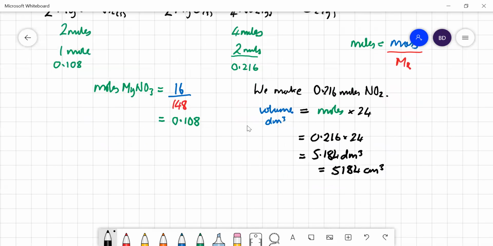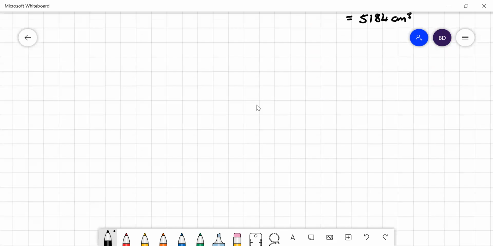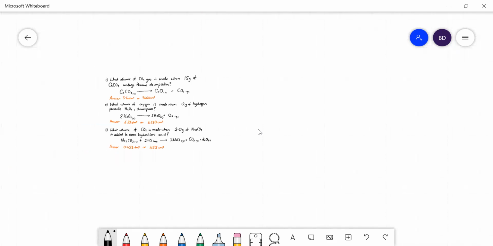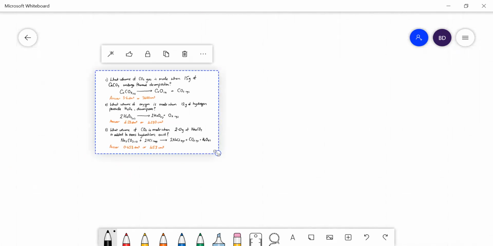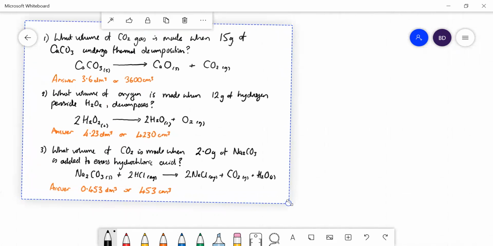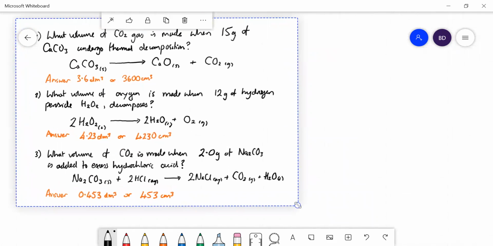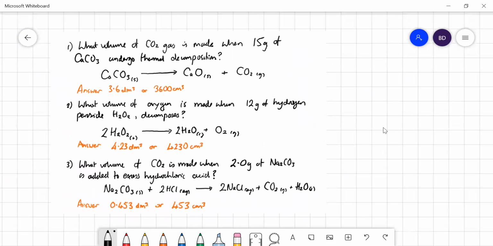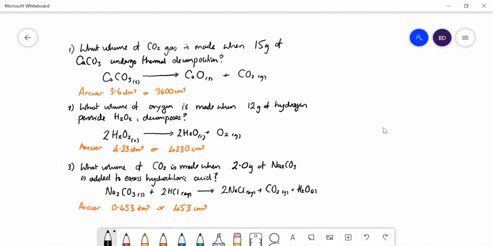Right, if you want to do some more of those, there's a few examples down here, with the answers, if you want to try those yourself. In each case you get an equation, which you need because it's a reacting mass calculation, and you've got to work out the volume of gas produced. Okay, I'll leave that there.